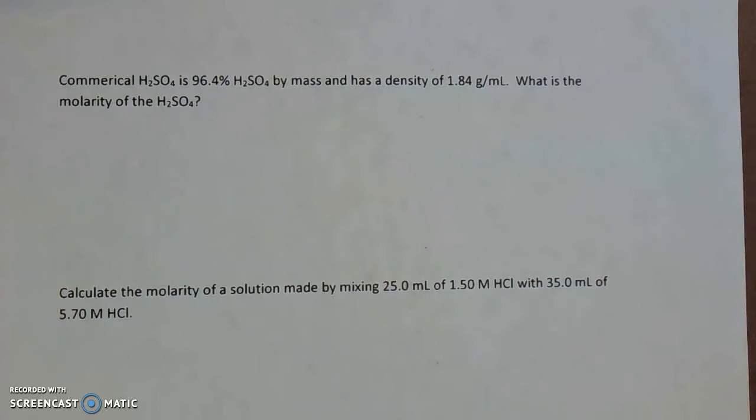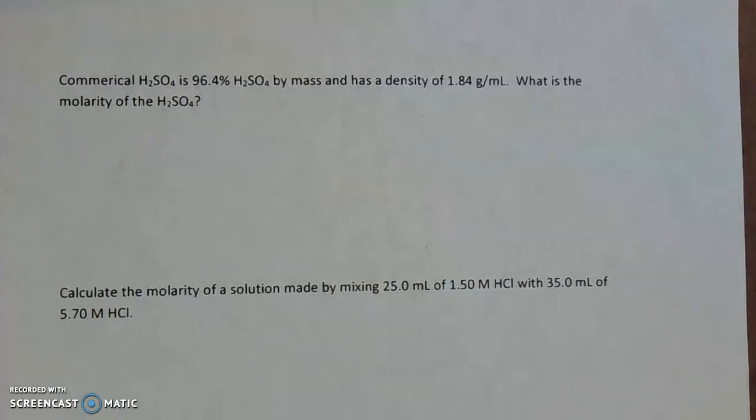This is Chemistry 2, Unit 6 Solutions. Lesson 2, Part 2 on molarity, Video 2. So we're going to look at our last two example problems, and these ones are a little bit more in depth and a little bit harder.